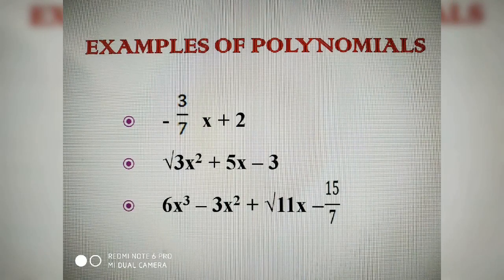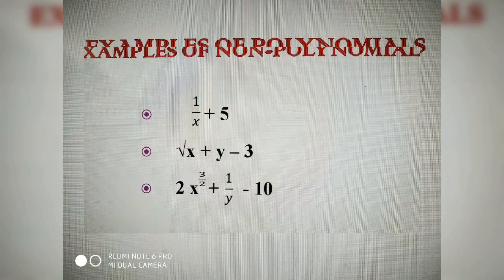Then, examples of polynomials. First, minus 3/7 x plus 2. Here, the power of x is 1. In the second case, root 3 x square plus 5x minus 3. Here, the powers of the variable x are 2 and 1. Third example, 6x cube minus 3x square plus root 11 x minus 15/7. The powers of x are 3, 2 and 1 respectively.